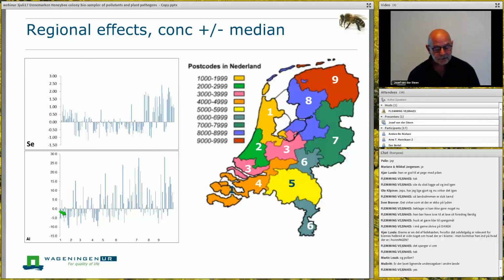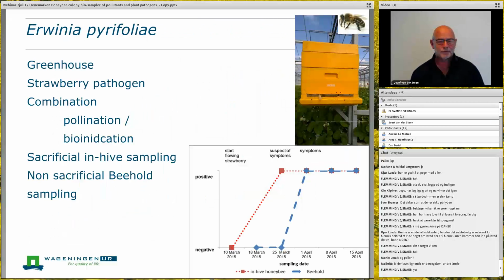And the same goes for aluminium. You see not that much in the north, at least in Holland on the western side. It may have to do with the coast and the dominant wind from the coast, but here in the northern part and in the eastern part, so these numbers of postal codes, we have significantly more aluminium. So really, the bees can tell you about the burden of heavy metals in the environment.